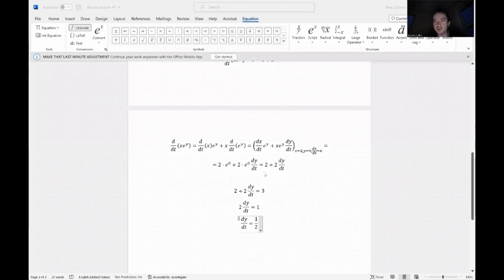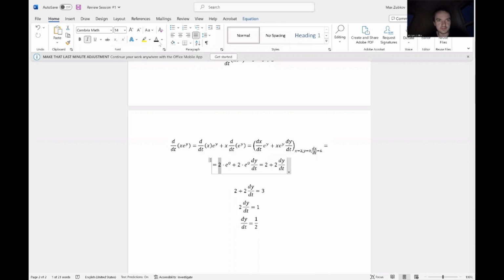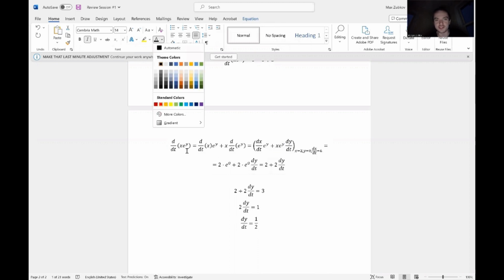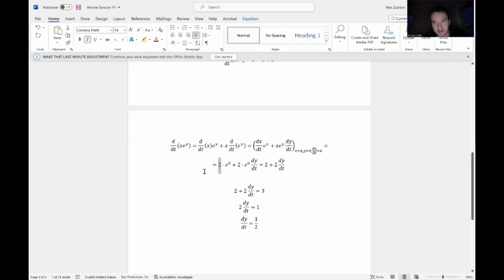So you can see that I'm a little bit dyslexic, so my mistake comes from here. dx over dt is not equal to 2. dx over dt is equal to 6. So let me make this red. How am I even a math major? I have no idea, to be honest. Can you imagine taking a final math test when you make these kinds of mistakes? That was a nightmare for me.